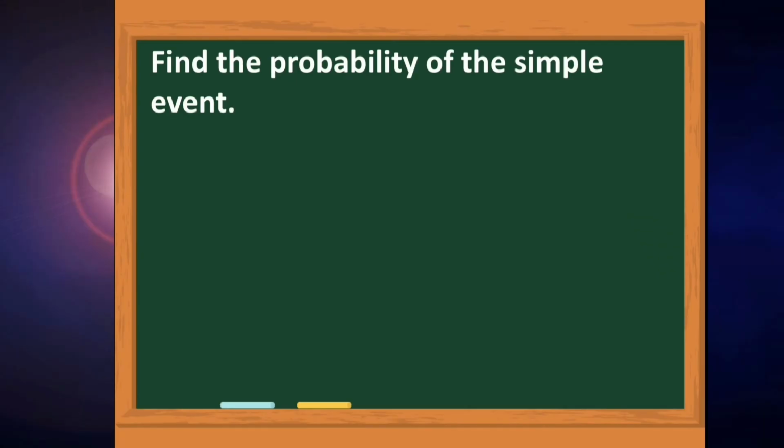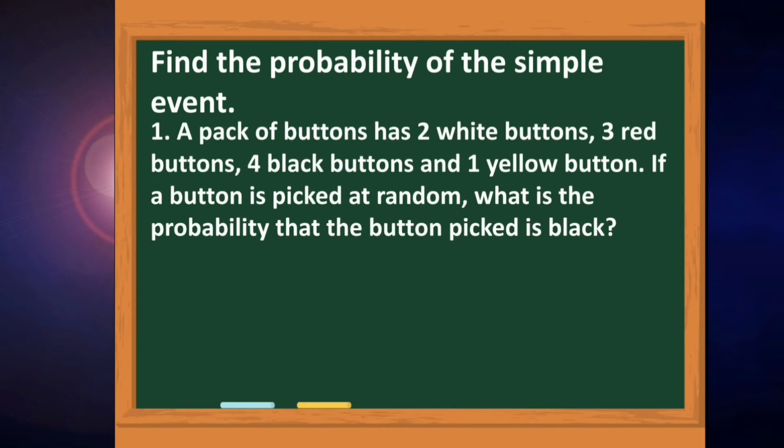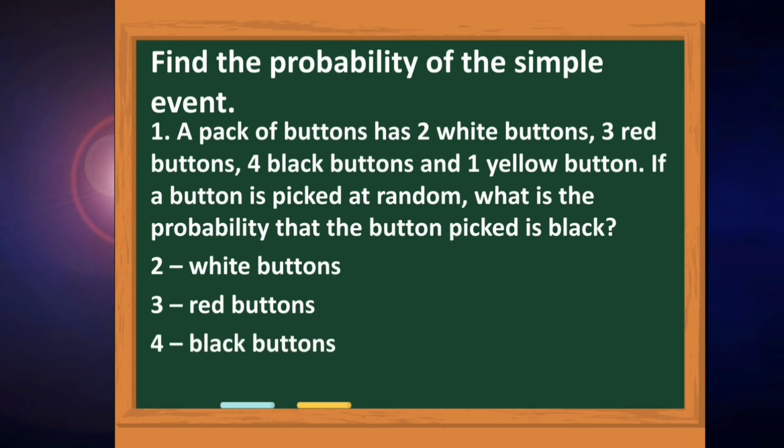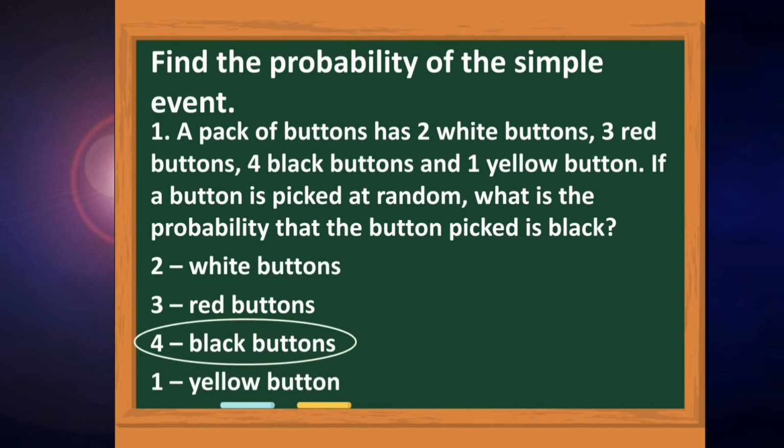So now, we are going to find the probability of the simple event. Number 1 problem. A pot of buttons has 2 white buttons, 3 red buttons, 4 black buttons, and 1 yellow button. If a button is picked at random, what is the probability that the button picked is black?